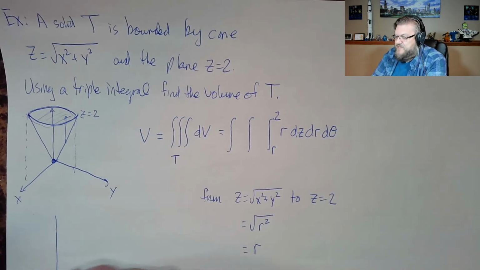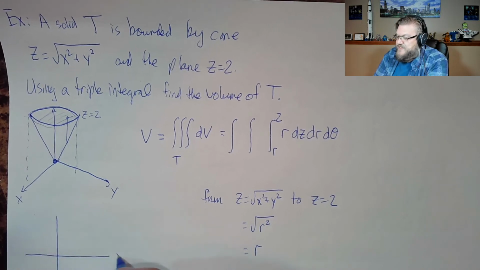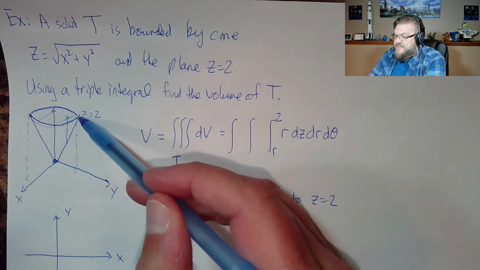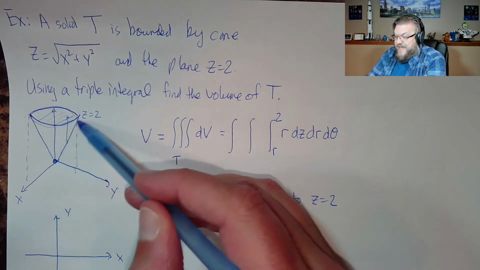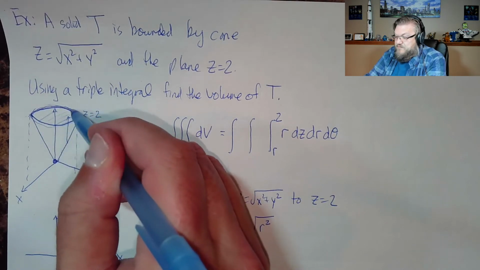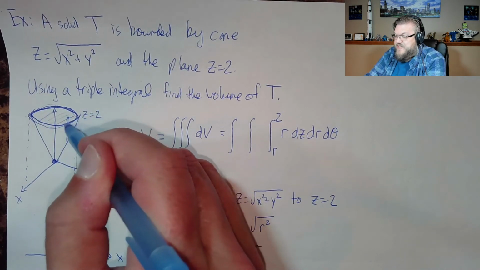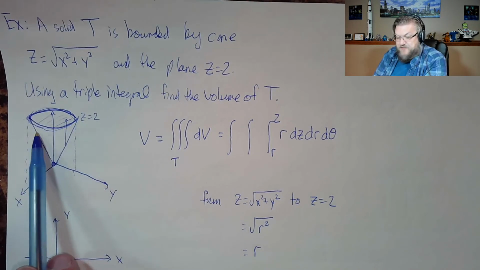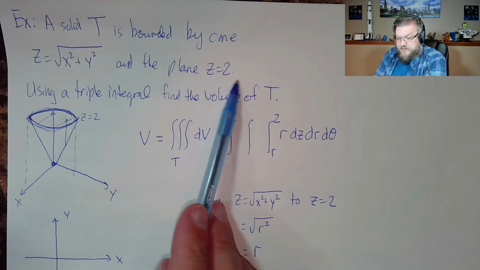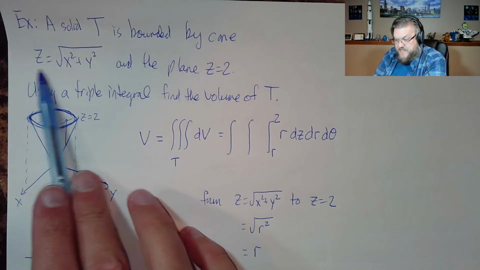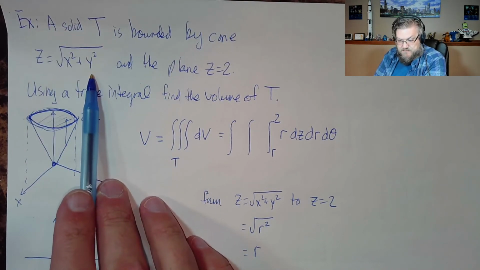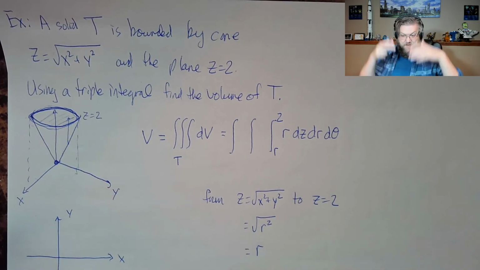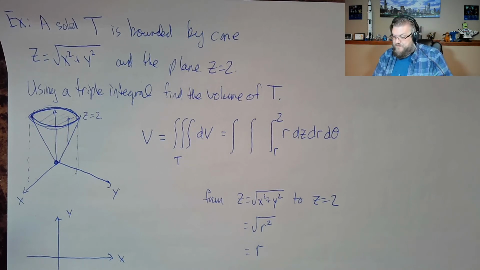So here comes my second picture. Here's the x-axis. There's the y-axis. And because of this, I know that z equals 2. That is going to be the circle that I see, right? I'm going to see the intersection of z equals 2 with the cone z equals square root of x squared plus y squared. I'm going to see that widest part, and that is the intersection of those two surfaces, right?